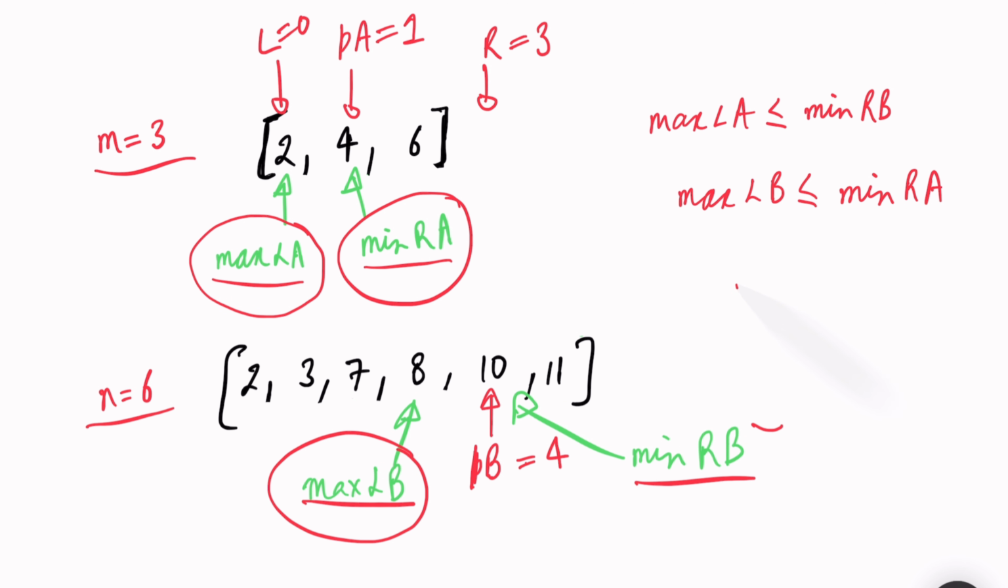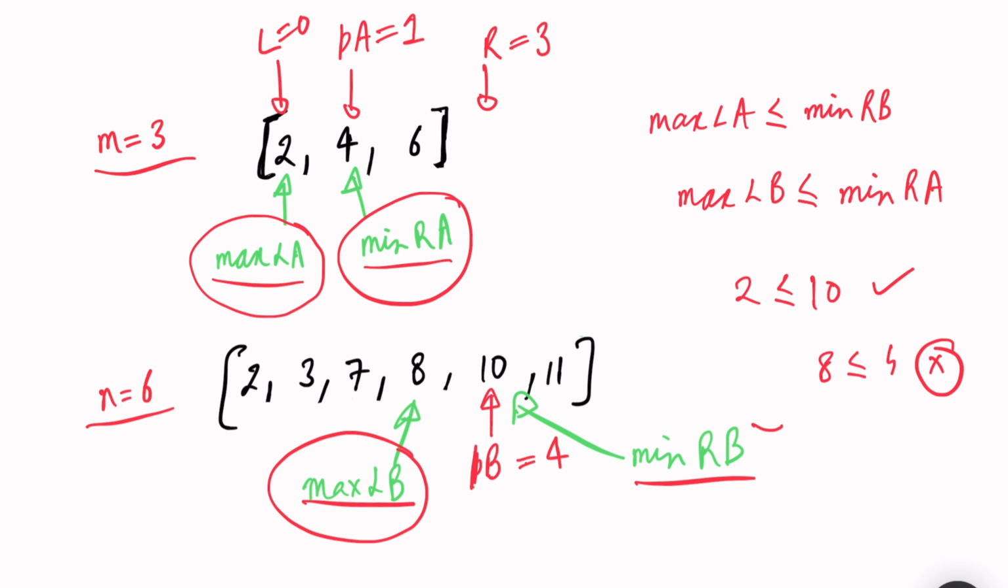So we check if 2 is less than or equal to 10, so this is correct, but 8 is not less than or equal to 4, so that means that this is not a valid partition and we have to consider some other partition so that we can reach a situation where we can calculate the median of the merged sorted array.